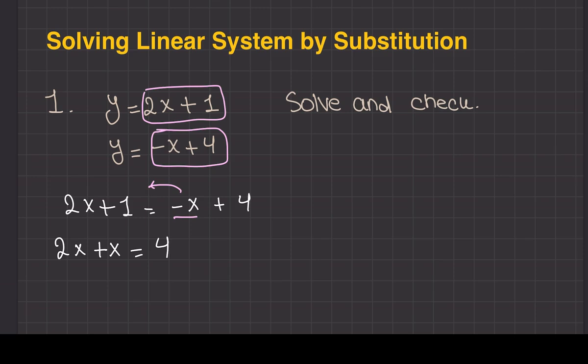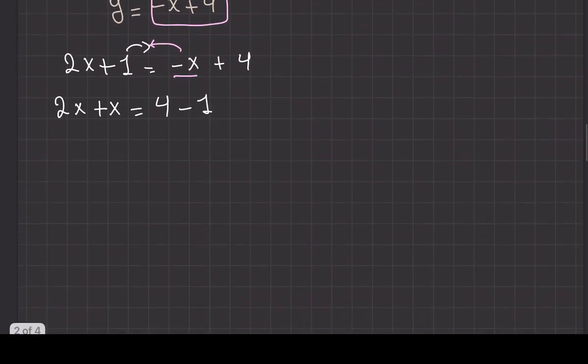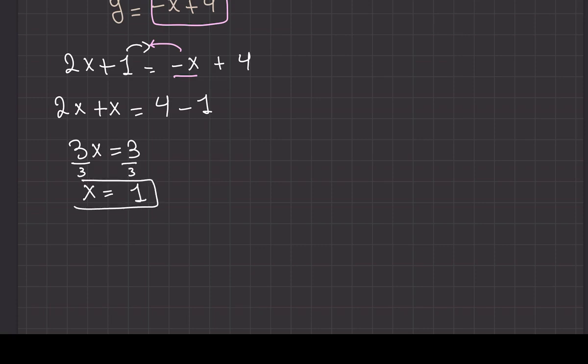Then again, I'm going to move to the right side. On the left side, it's positive 1. When it goes to the right side, it's going to be minus 1. So it's going to be 4 minus 1. What I'm going to have is 3x equals 3, and I'm going to solve for x. Both sides are divided by 3, so x equals 1.